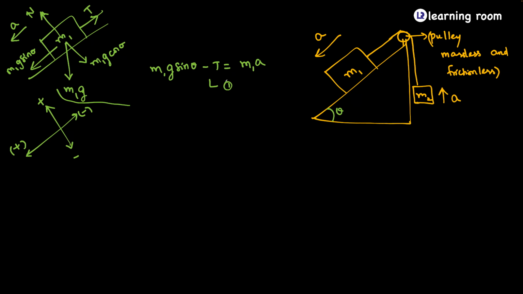Now for the second equation, I need to draw the second free body diagram. If you observe, M2g is downward, tension is upward, right?